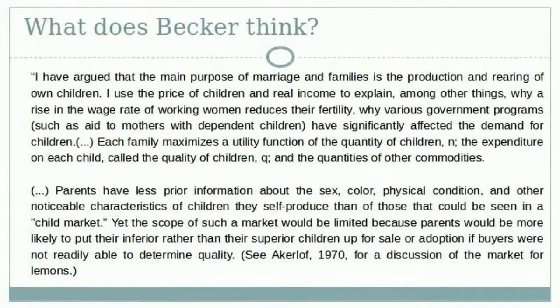Then each family maximizes the utility function of the quantity of children, the expenditure on each child, called the quality of children, and the quantities of other commodities. Parents have less prior information. Slowly. Sorry.